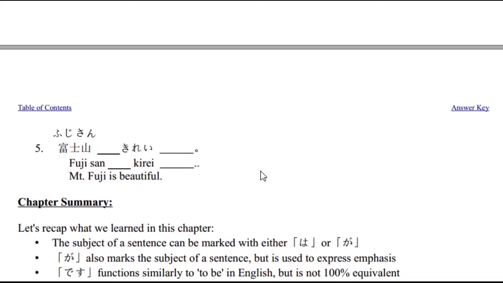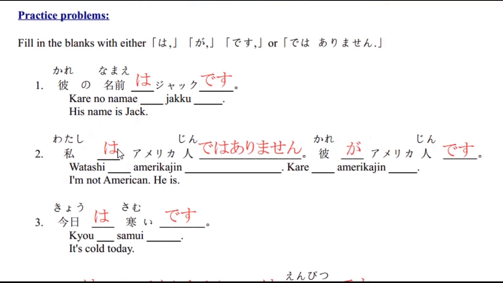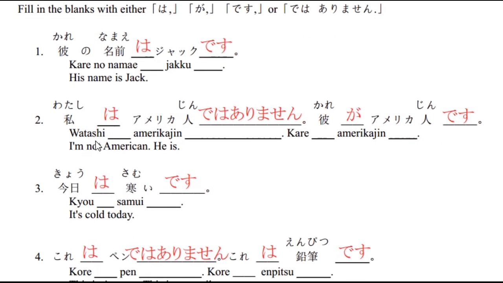All right, so I'm assuming you have paused the video and answered the question. So now let's look and check our answers. So number 1, 彼の名前はジャックです。His name is Jack. So we could also use ga in this case. We could also say 彼の名前がジャックです。So if we wanted to emphasize his name is Jack. But wa is also okay. Number 2, I'm not American, he is.